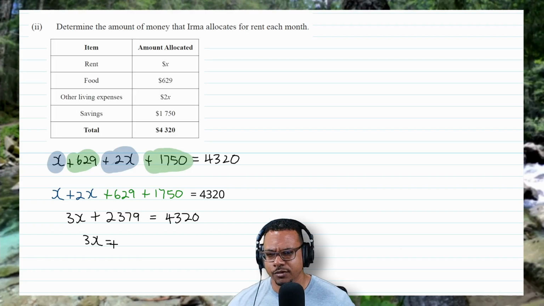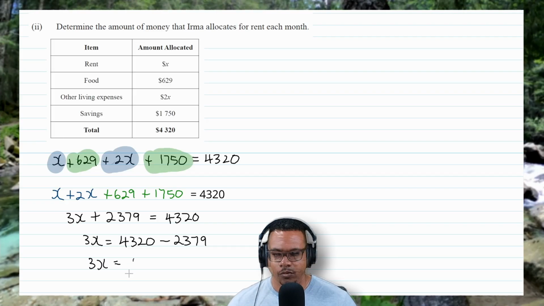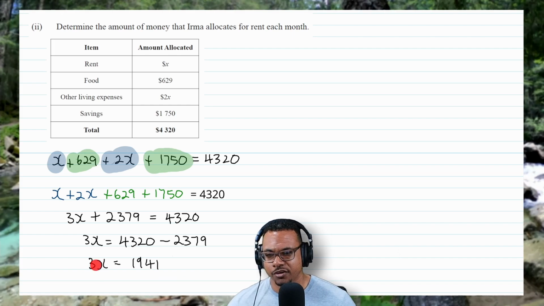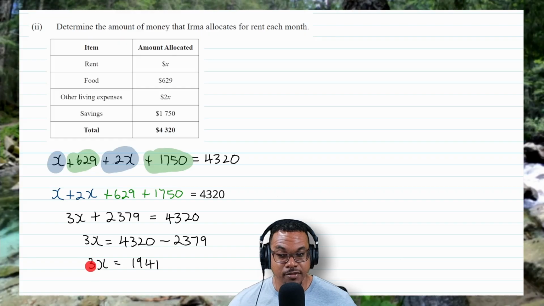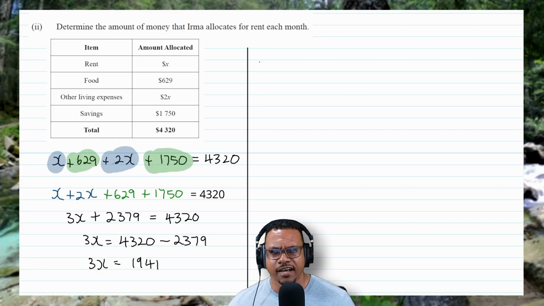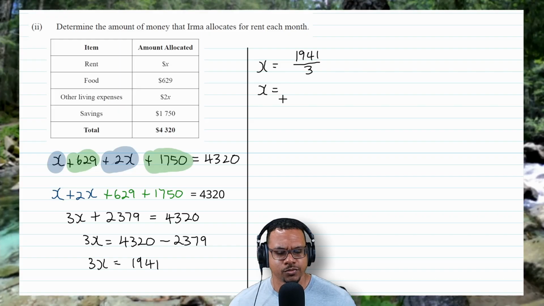Now we'll transfer this positive 2,379 across the equal sign and it'll turn to negative 2,379. So 3X is equal to 4,320 take away 2,379. So we have 3X is equal to 1,941. Now when I transfer this 3 across the equal sign, the operation changes from multiplication to division. So I'll have X is equal to 1,941 divided by 3. So X is equal to 647. That's $647.